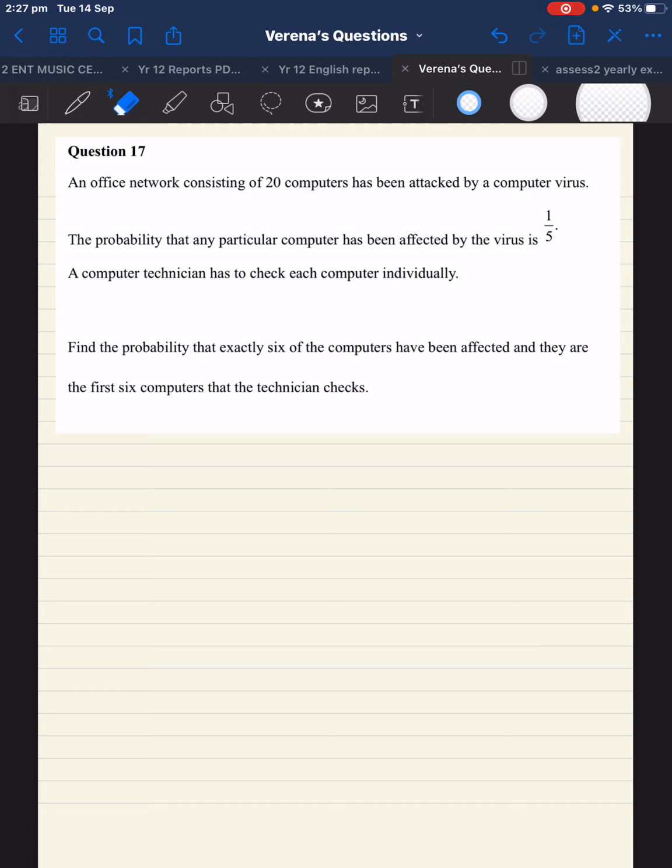Hopefully you've already had a chance to go through this exam. You already know this question. If not, pause the video, read through the question nice and carefully, and unpause the video once you're ready. Okay, so in this situation, we're trying to find the probability that exactly 6 of the computers have been infected, and they're the first 6 computers that the technician checks. So the way we do this, we use this principle.